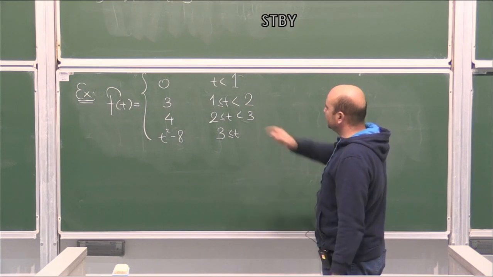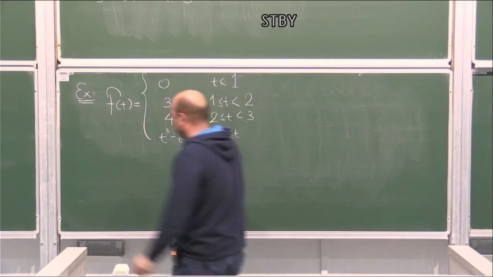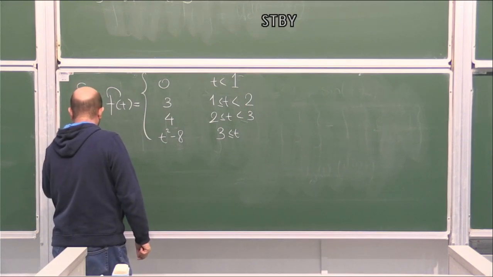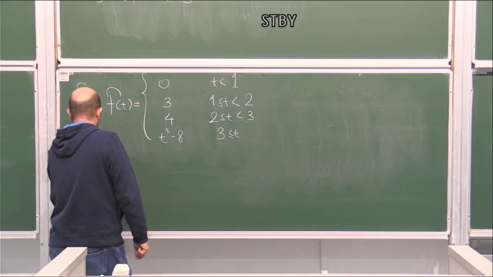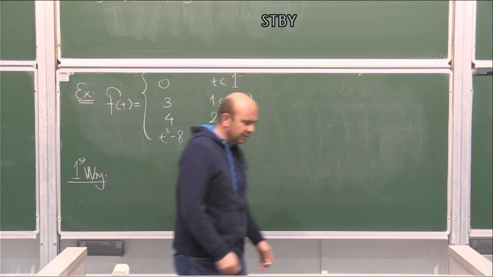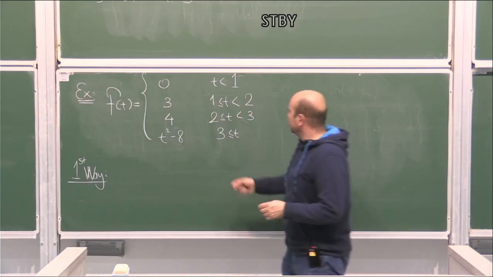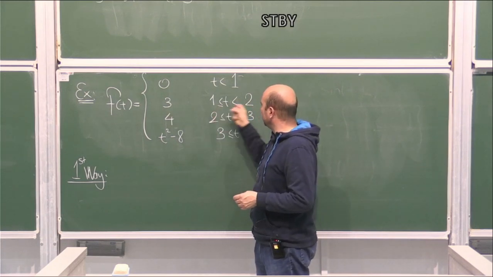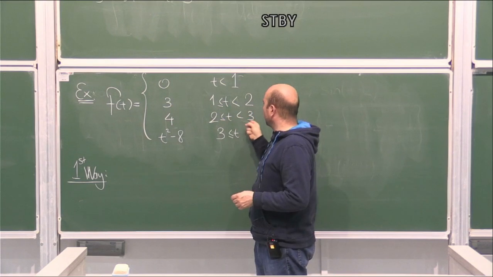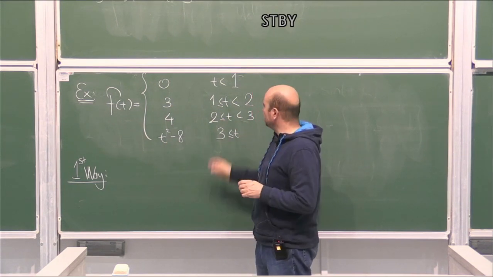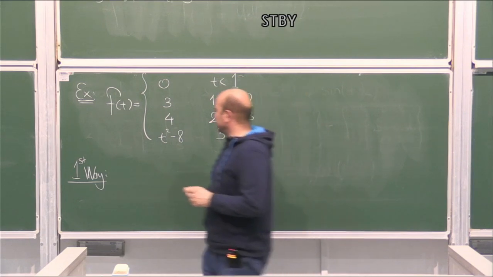So now you know how to write this. Let's do it in two ways. First way, we just look at the heads of our signal. So head means non-zero terms. We have a non-zero term between 1 and 2, a non-zero term between 2 and 3, and a non-zero term after 3. And as you remember, this was arranged by using the step functions.